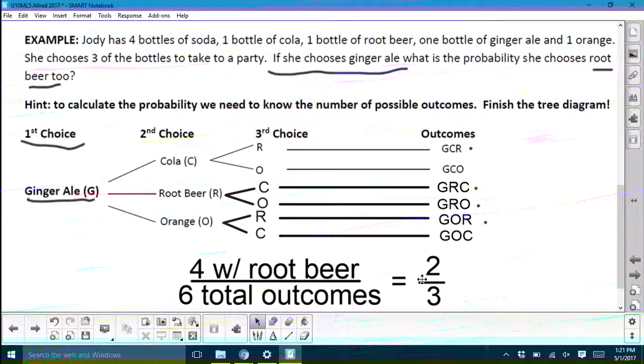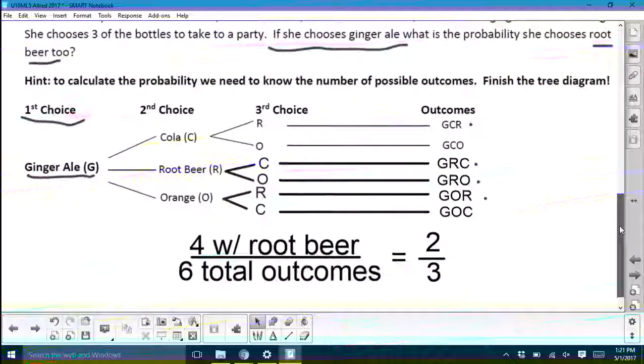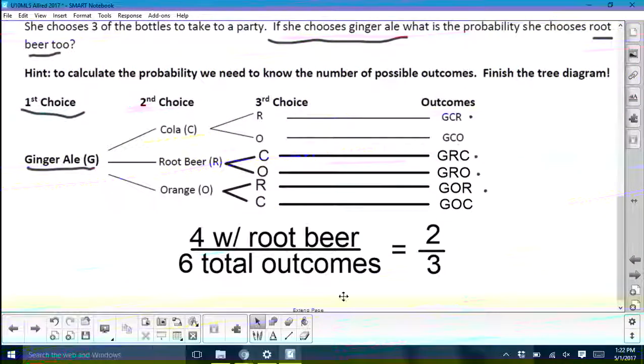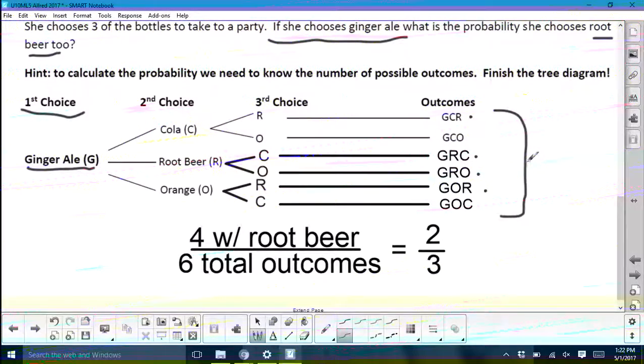Okay? That's how tree diagrams work. We draw those branches and we list out the different possibilities. At the end, when I've made all my choices, I can list the outcomes here on the side like I have right here. Okay? That shows us that there's 6 total outcomes.